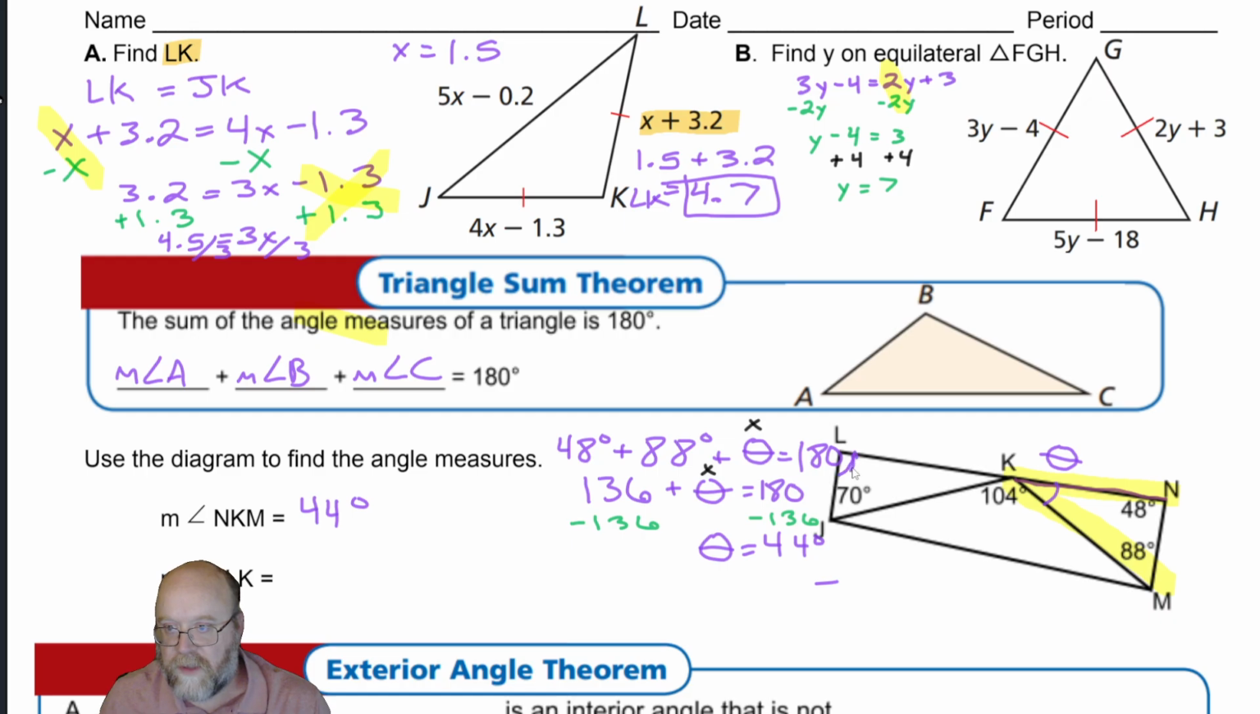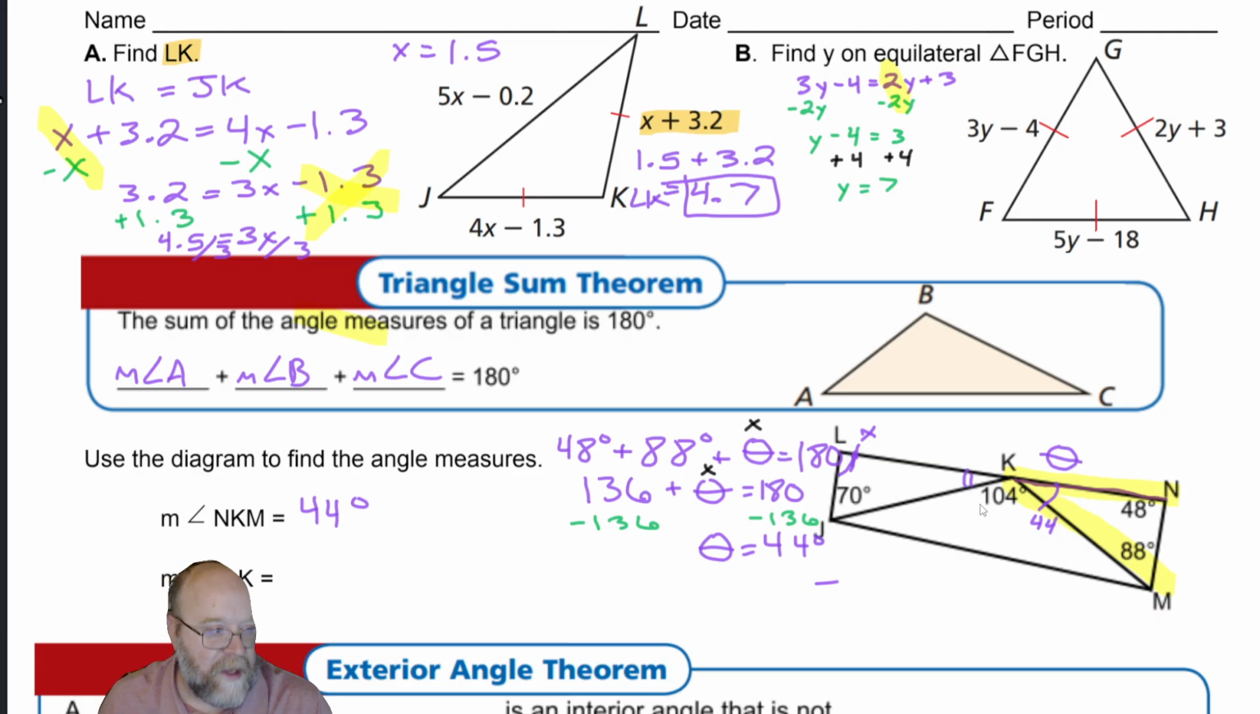Right? Let's call this one X. If this is X, I need to know this angle over here. I got the 70, but I don't know what this one is. However, I just found out this is 44 degrees. If this is 44 and this is 104, you can find this one because this is a straight line.